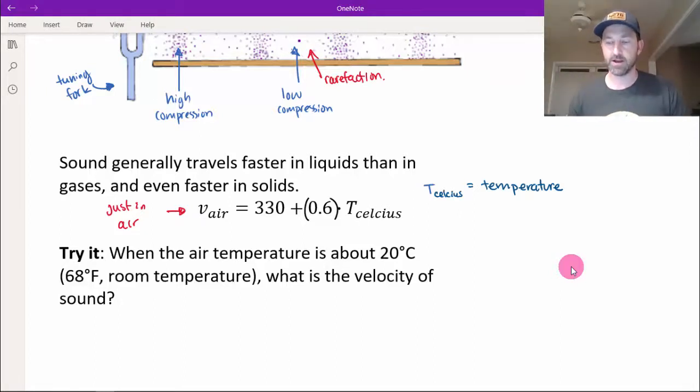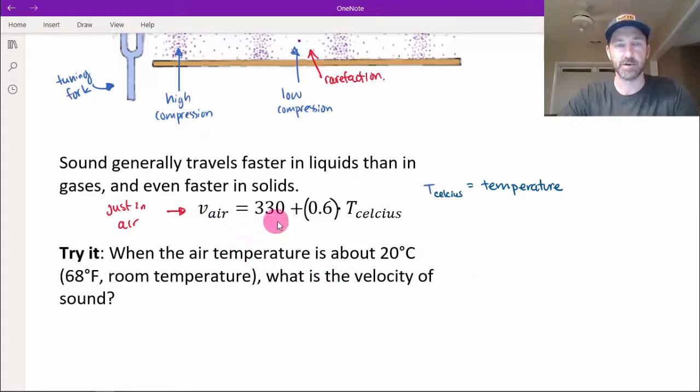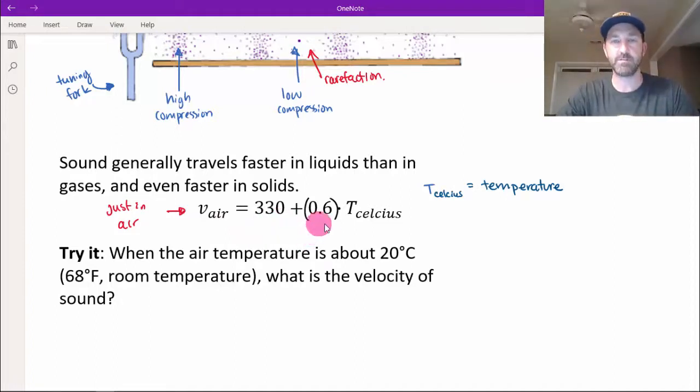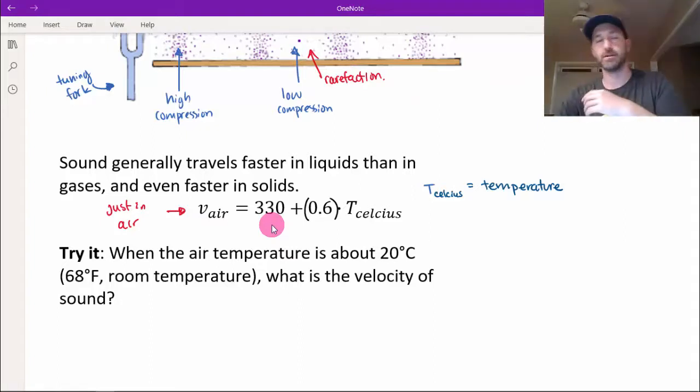And we have a formula for that, and we got it on the screen right here. It says that the velocity of sound in air is going to be 330, which represents the meters per second for the velocity, plus 0.6 meters per second for every degree Celsius that you're at above zero. So 330 would be the velocity of sound in air at 0 degrees. If it's freezing cold in the Celsius temperature scale, where water freezes, that's how fast sound would travel in air. But as it gets warmer, sound travels better and better and better.